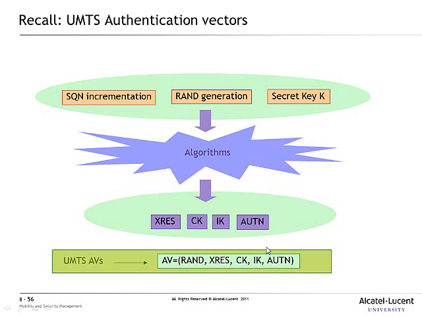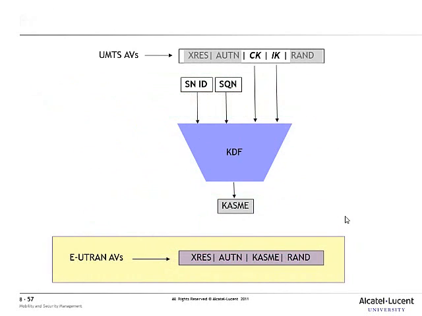This one, the AUTN, is used by the UE to authenticate the network, and the signed result or XRES, this one is used by the network to authenticate the UE. And the random number, RAND, is a random number input that goes into every time these algorithms are run. So how does it work?